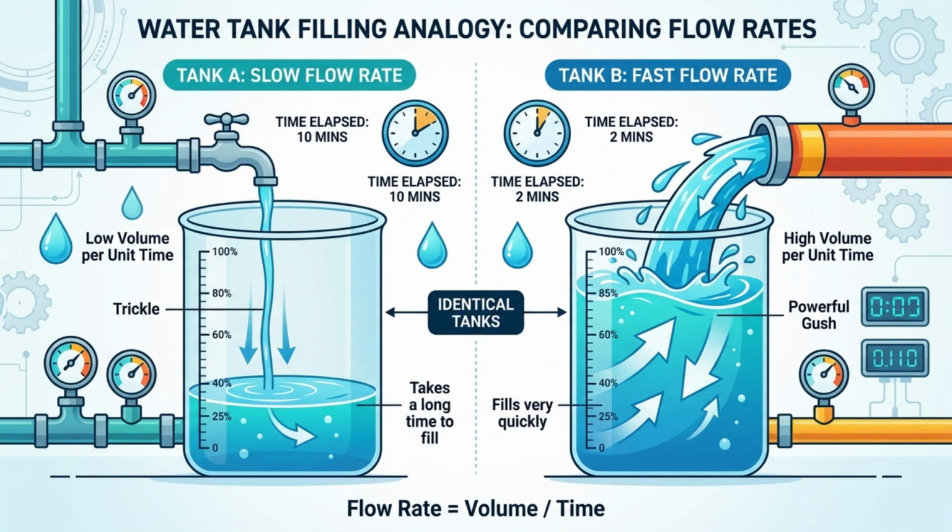A useful analogy is filling a swimming pool with water. Imagine two hoses connected to the same pool. Both can eventually fill the pool, but one hose delivers water much faster than the other. The total amount of water delivered is similar to energy. The speed at which water is delivered is similar to power. If one hose delivers 10 liters per minute and another delivers 100 liters per minute, the second hose has a much higher flow rate. In electrical systems, power works in the same way.